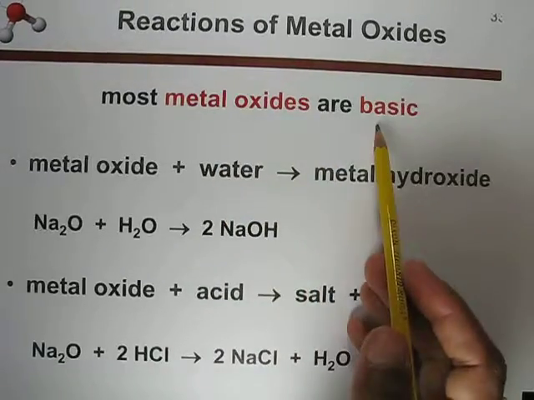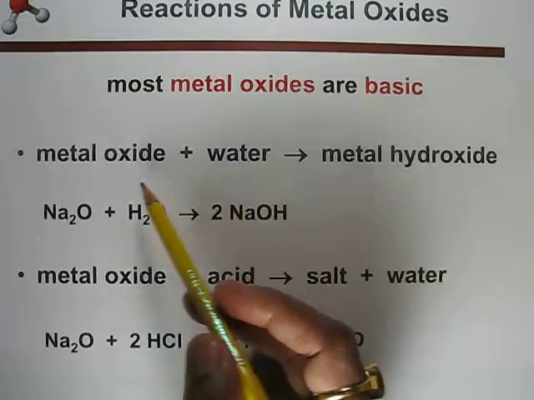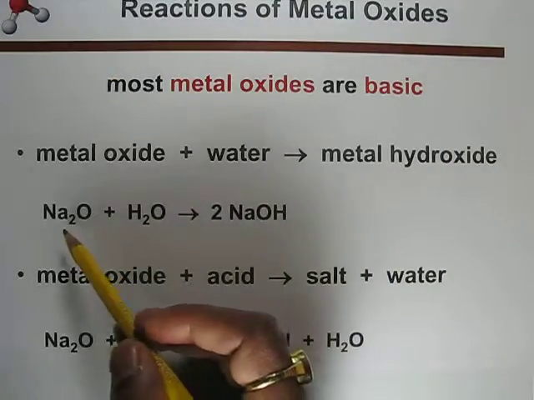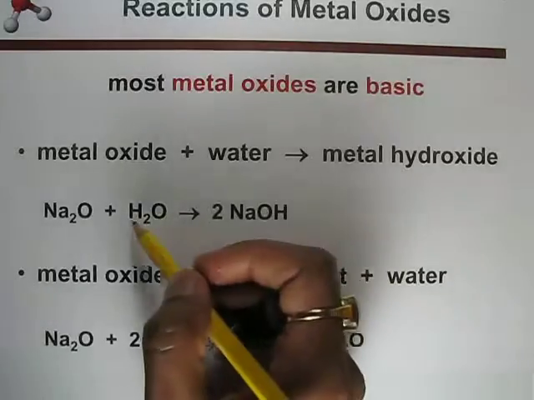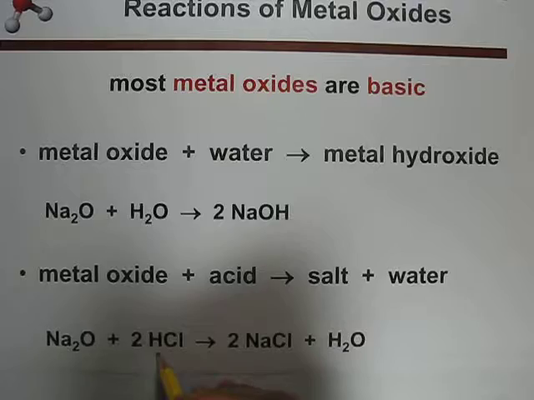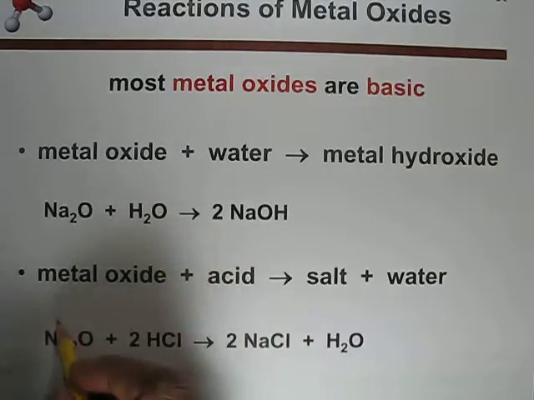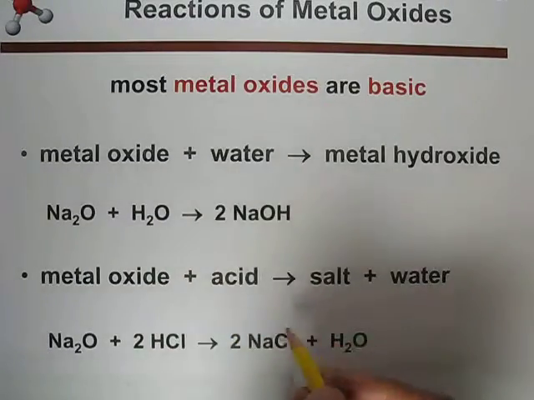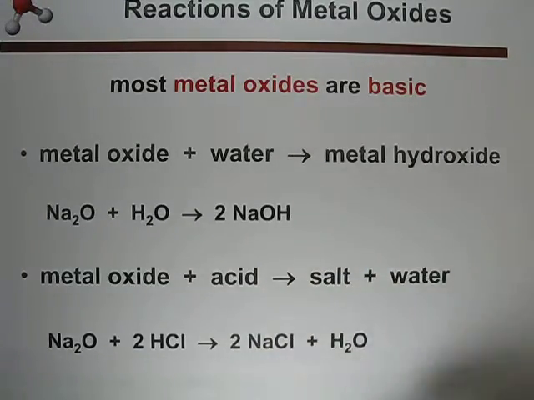Most metal oxides are basic, which we have seen just now. When some metal oxides react with water, they form metal hydroxide. Sodium oxide is a metal oxide example. When it reacts with water, it forms sodium hydroxide. Also, when it reacts with acid, it works as a base, and the acid and base undergo a neutralization reaction.